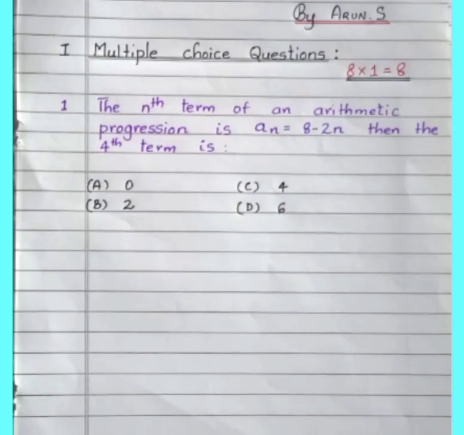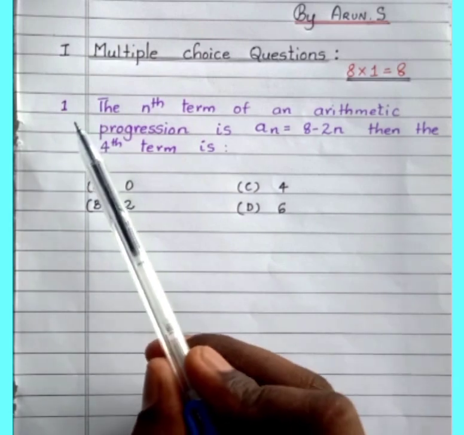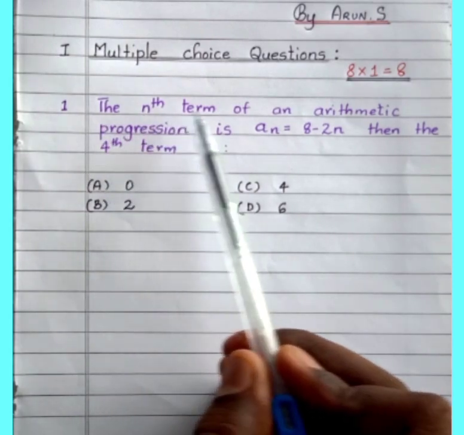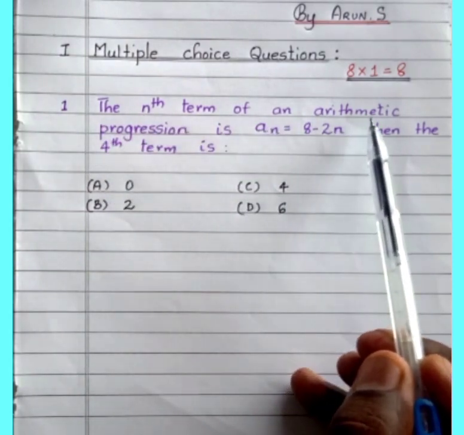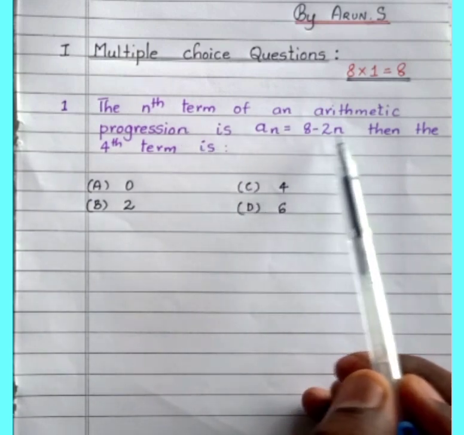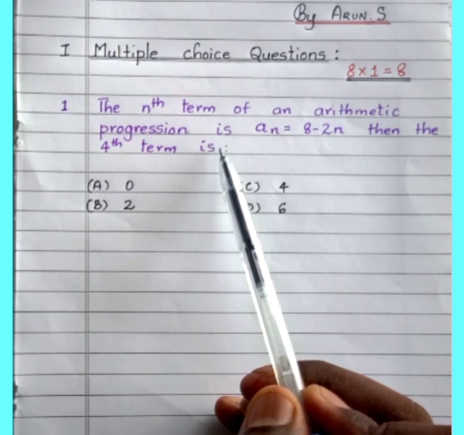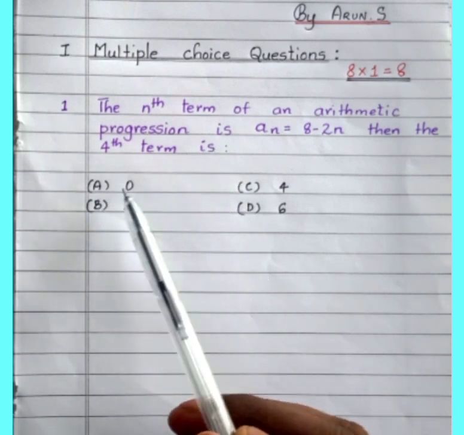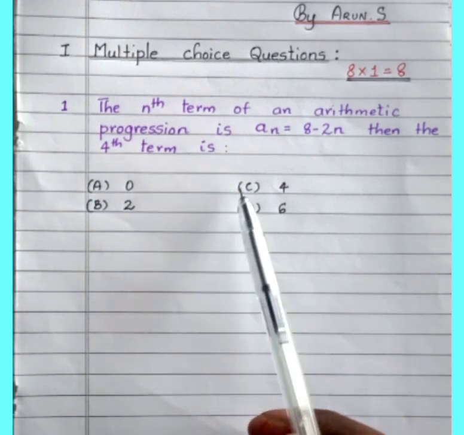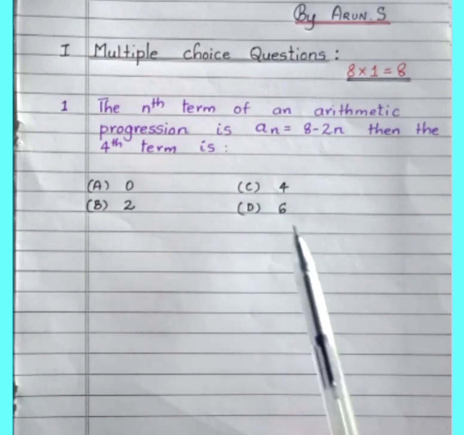First, multiple choice questions, 8 questions of 1 mark. First question, the nth term of an arithmetic progression is an equals 8 minus 2n. Then the fourth term is: option A 0, option B 2, option C 4, option D 6.